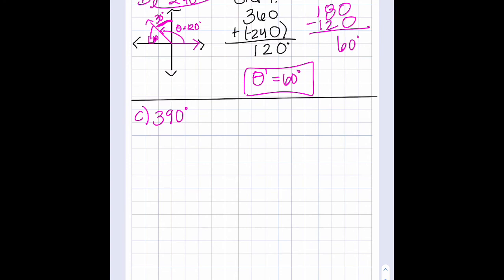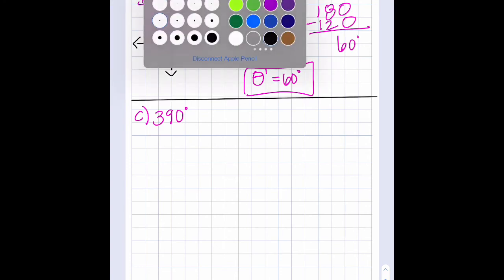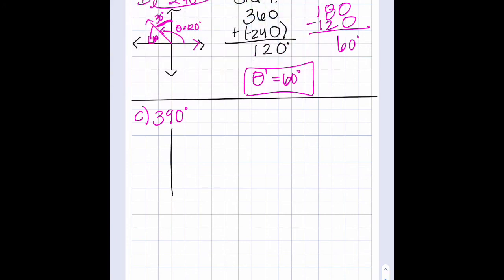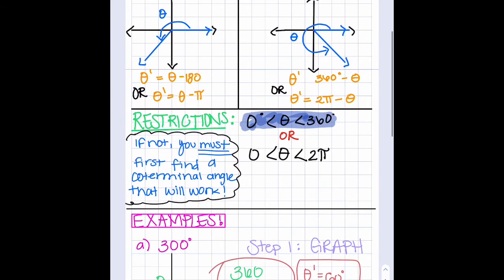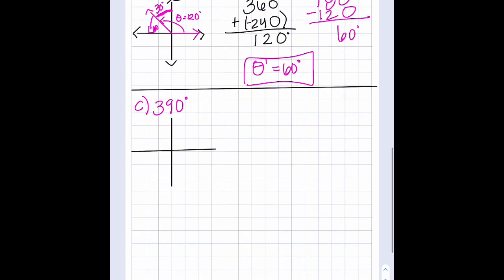But now we have 390 degrees. Now this also doesn't meet our restrictions. Now we have to look back at our restrictions. Our restrictions say that it must be greater than 0, so positive, it's positive, but it has to be less than 360. We are greater than that. So what do we need to subtract from here to make it smaller? We will need to find a coterminal angle and subtract 360 this time. That's 30 degrees.